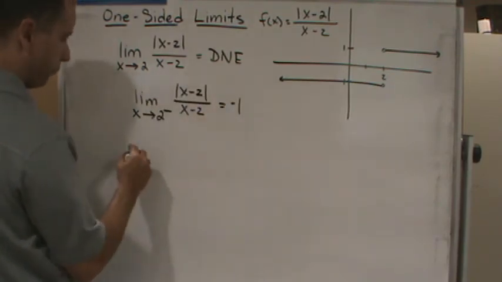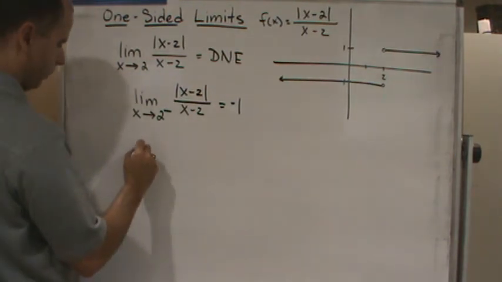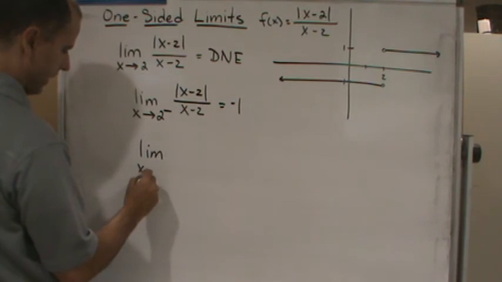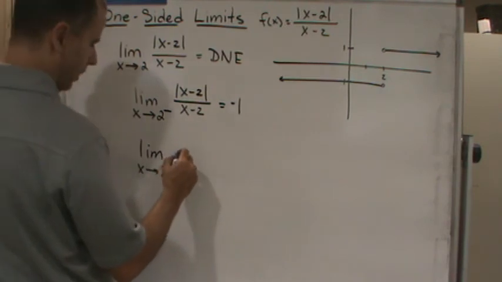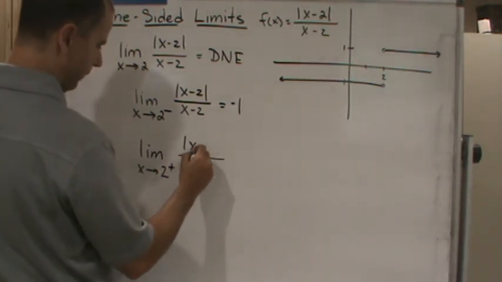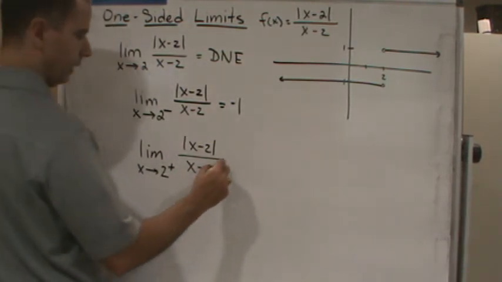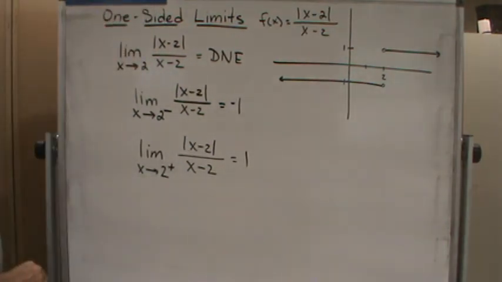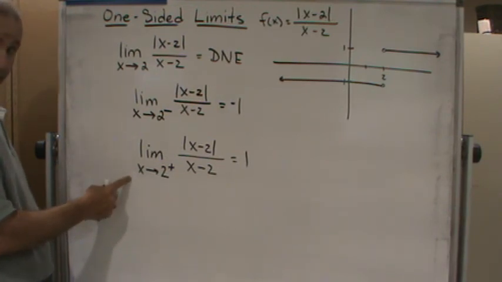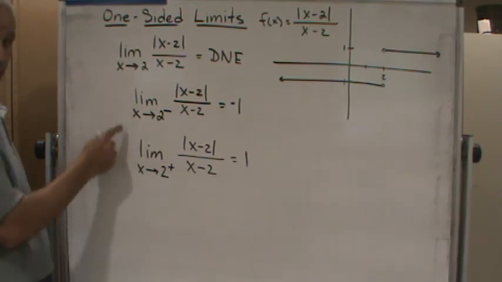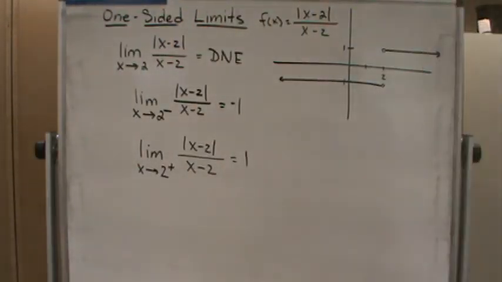The other side, if we're approaching from the positive side or from the right, we would write it this way: the limit as x approaches 2 from the right, or from the positive side, of, again, the absolute value of x minus 2 over the quantity x minus 2, and that would equal +1. And so this is what we would call the left-hand limit, and this would be the right-hand limit. And so these would both be one-sided limits. And that's it. So there's an example of one-sided limits.